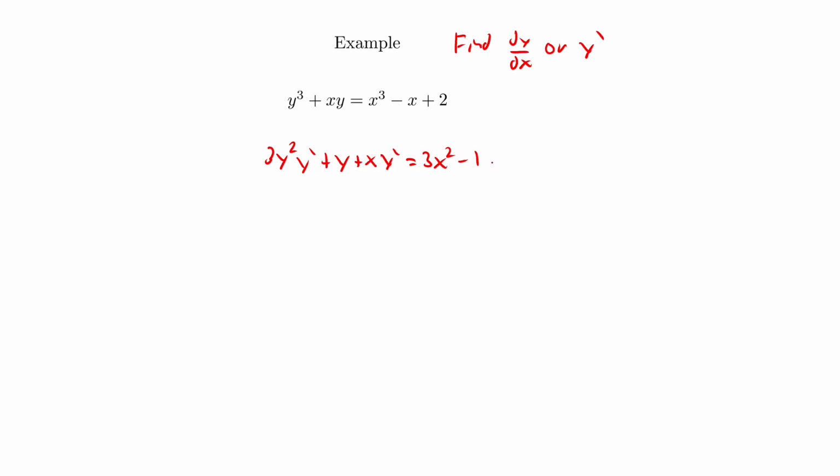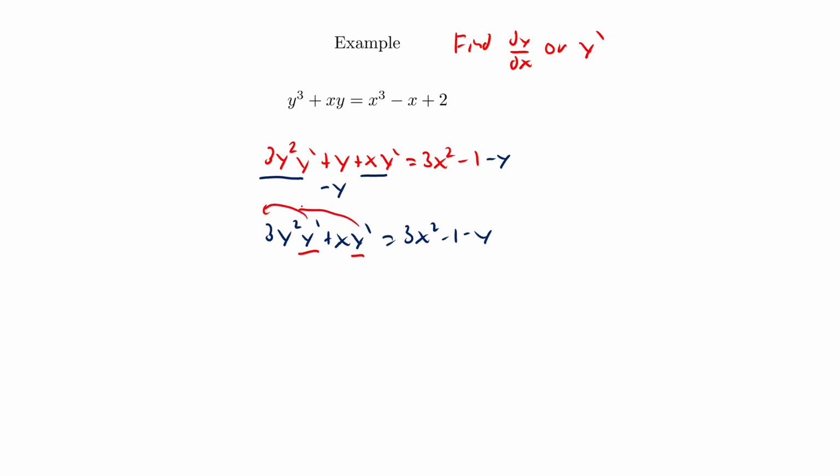Again, we can try to solve for y prime here, and the way that we do this is we collect all of the terms with a y prime on one side of the equation, and everything else on the other side. So I'm going to subtract y from both sides here. And that's just going to leave me with 3y squared y prime plus x y prime equals 3x squared minus 1 minus y. And then what we want to do is factor out these y primes.